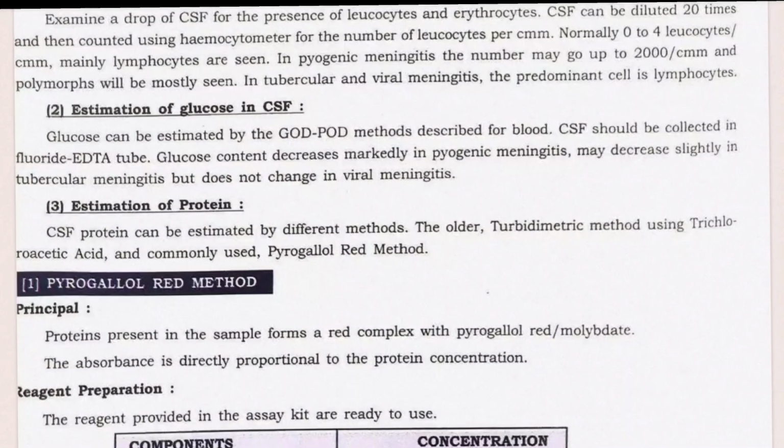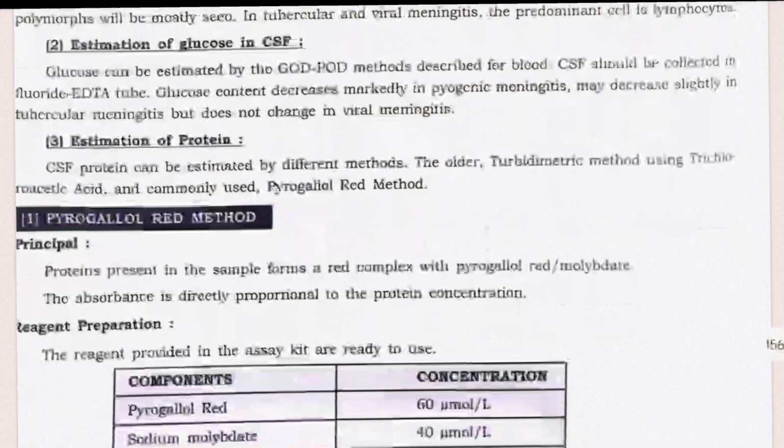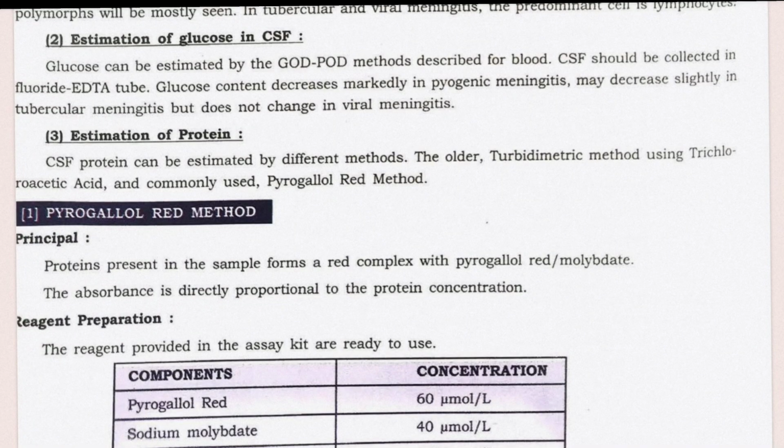Estimation of protein. CSF protein can be estimated by different methods: the older turbidimetric method using trichloroacetic acid, and the commonly used pyrogallol red method. Pyrogallol red method principle: protein present in the sample forms a red complex with pyrogallol red molybdate. The absorbance is directly proportional to the protein concentration.